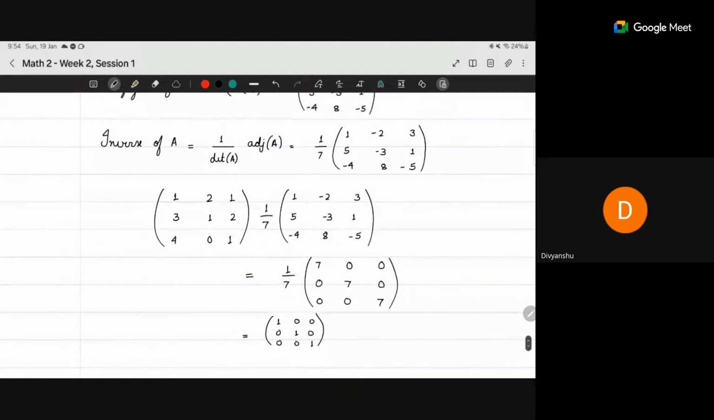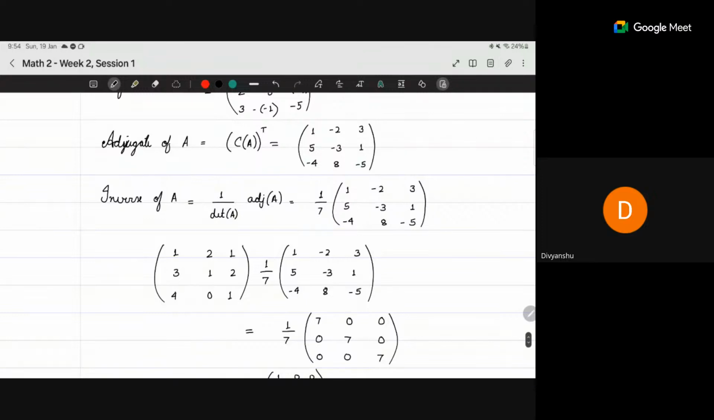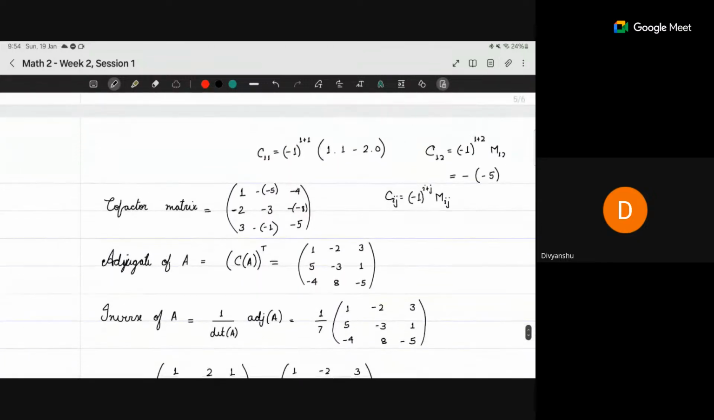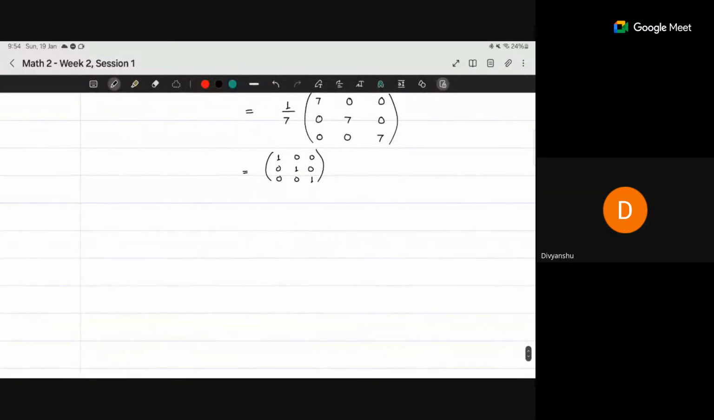So in this case, we have verified that this actually gave the inverse, but in general, this is the method that works. So what do you do? You first compute the cofactor matrix. So how do you compute the cofactor matrix? The ijth entry of that would be this, and then you compute the adjugate matrix.